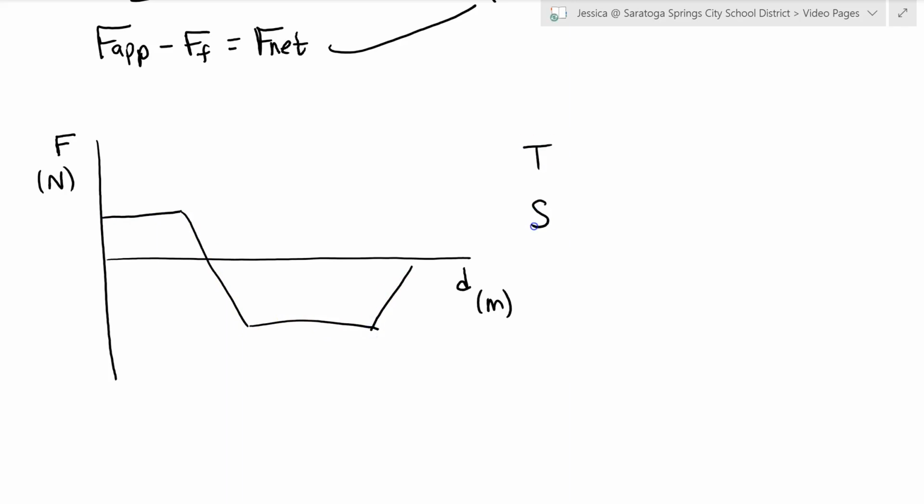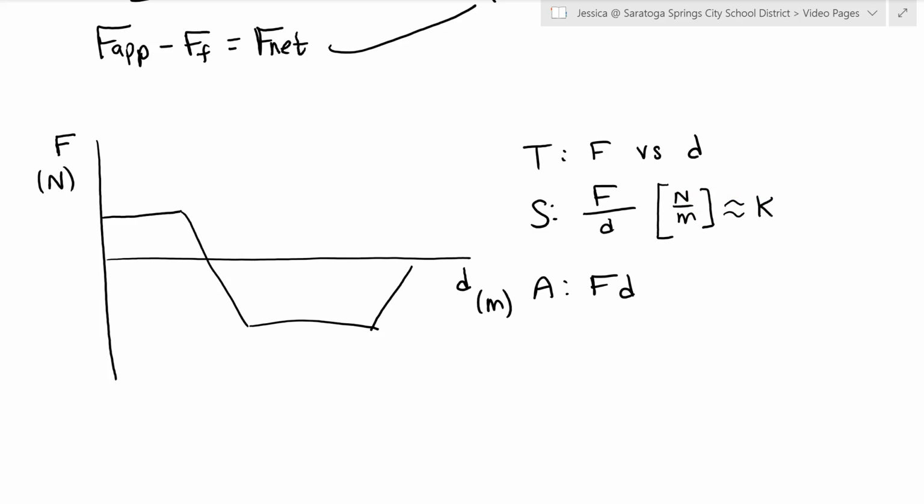So again, we've got a TSA. Title is force versus distance. Slope is force over distance. Area is force times distance. So if it's not jumping out at you immediately, you can use units to help you figure it out. Newton divided by meter, well, that's usually a spring constant. So maybe this slope might tell me information about a spring constant. And F times d is Newton times meters. Oh, well, that's work, or change in energy.